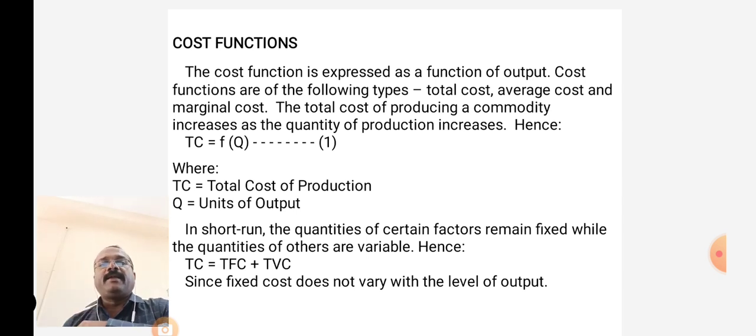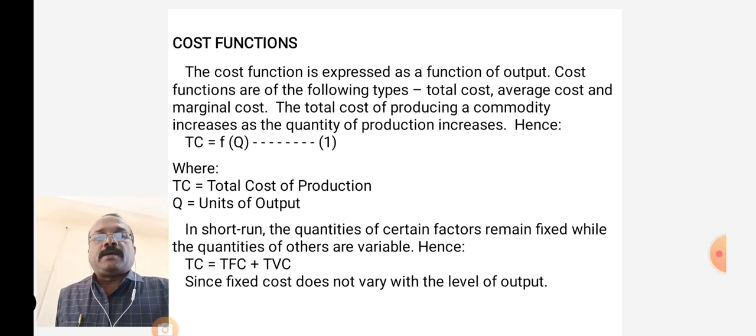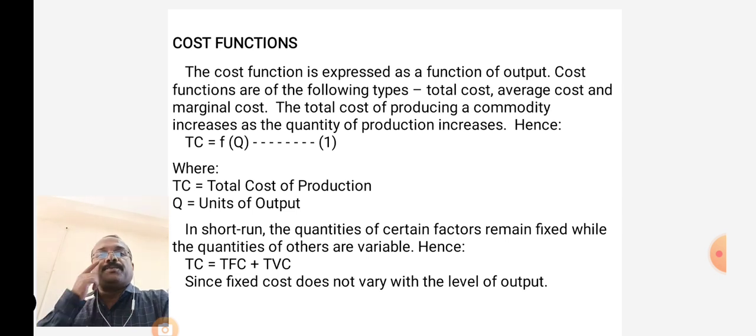When we calculate the total cost incurred to manufacture a commodity, the output is Q. This is the way: TC is always equal to f of Q, where TC is the total cost of production and Q is the unit of output, as I said earlier.